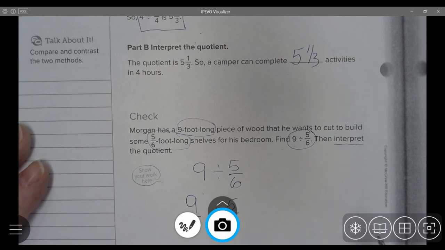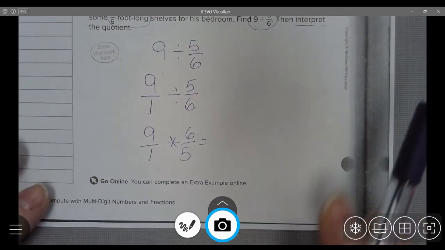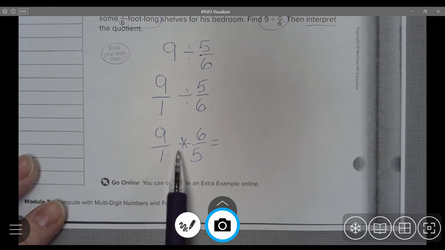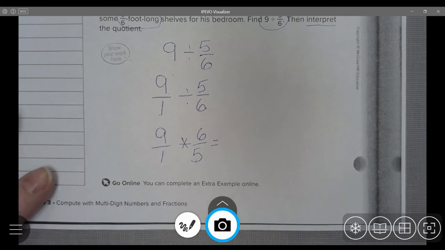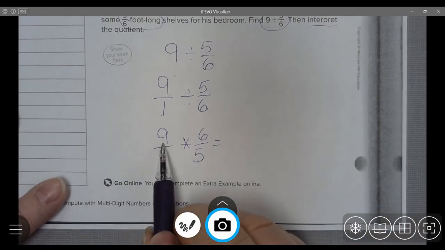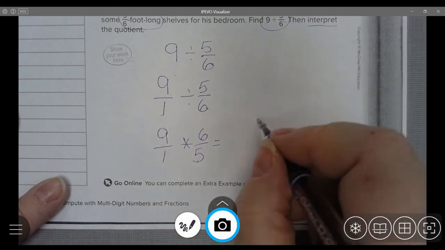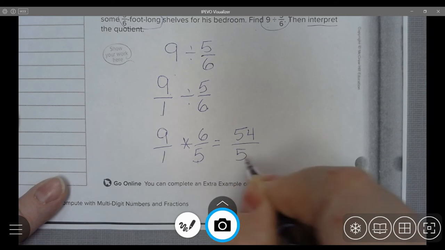Let's take a look at this, because let's see if I can cross cancel. Do I have common factors here for 9 and 5? No, I can't. How about 1 and 6? I do not have it. So I have to go ahead and multiply straight across. 9 times 6 is 54. 1 times 5 is 5.